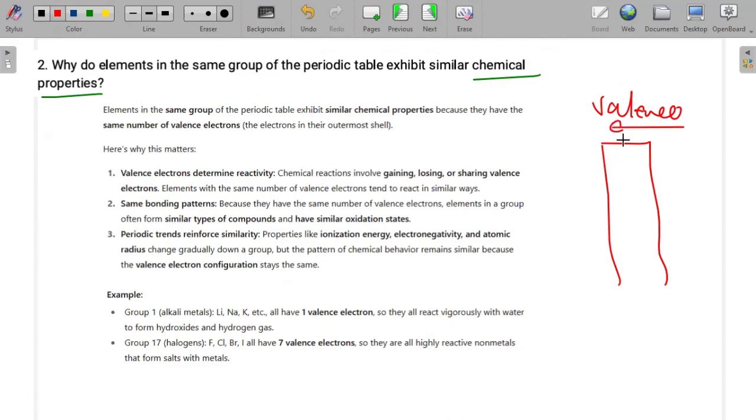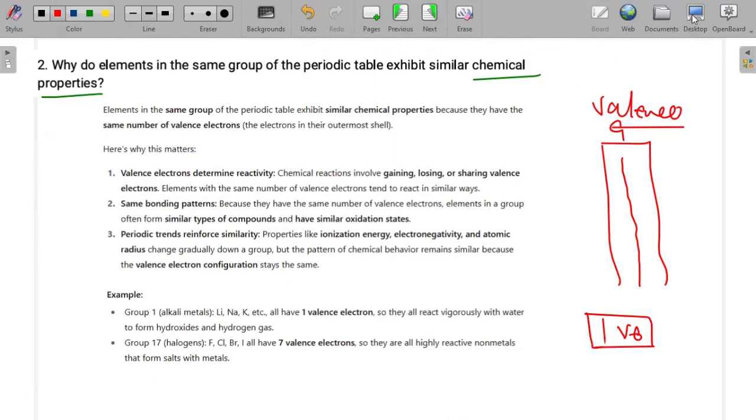So if this is group 1, all the elements in group 1 will have 1 valence electron. So the group number tells you how many valence electrons that element has. If it's in group 2, then all those elements will have 2 valence electrons, apart from the transition metals.